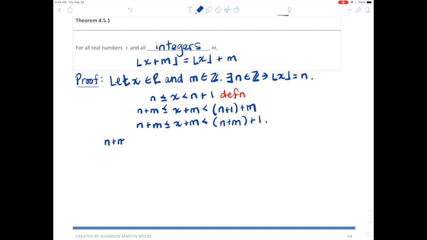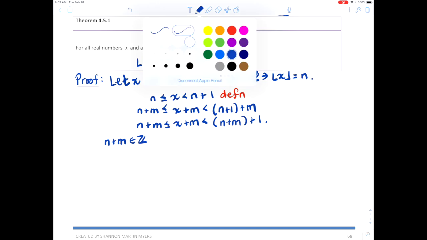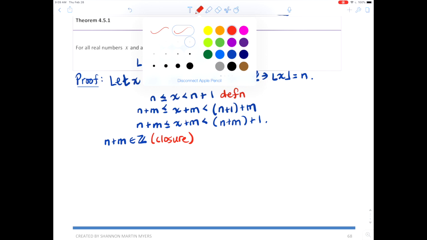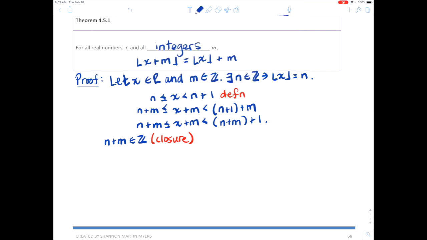N plus m belongs to the integers, and why? We always say it's because of closure. You're going to use that a lot in linear algebra if you haven't already taken that, so get used to it. And remember, closure means, in this case, you add two integers, you get an integer.